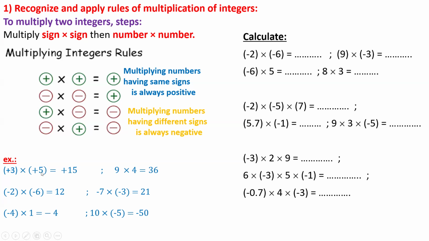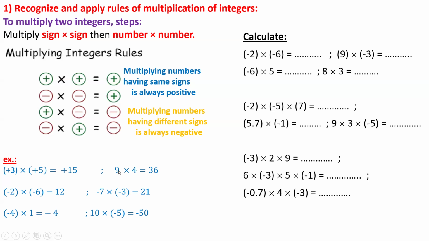Let me give you examples. Positive 3 times positive 5. I say positive times positive is positive. 3 times 5 is 15. Negative 2 times negative 6. Negative times negative is positive. 2 times 6 is 12. Negative 4 times 1. The sign of 1 is positive. So I say negative times positive is negative, and 4 times 1 is 4.